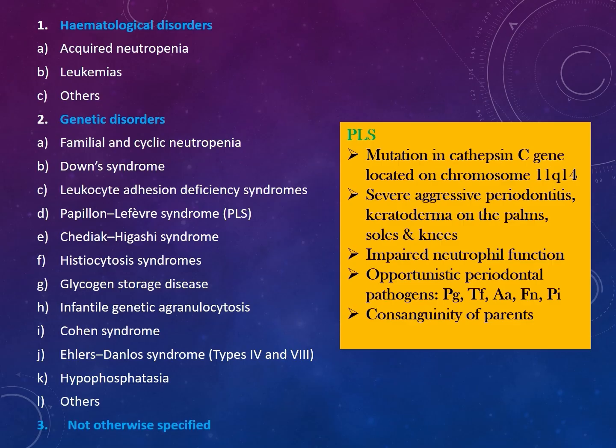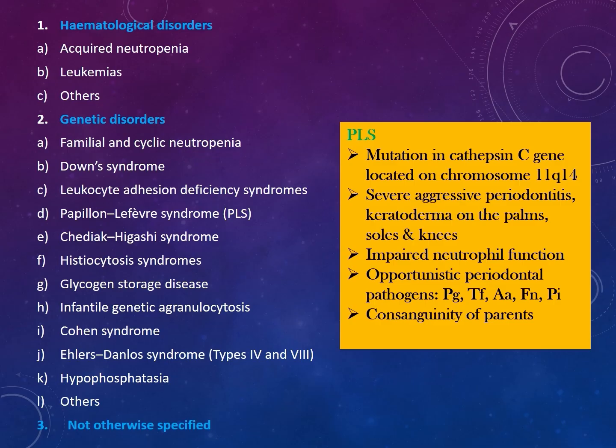Periodontitis as a manifestation of systemic diseases can be classified into hematological disorders and genetic disorders. Hematological disorders involve acquired neutropenia or leukemias, and genetic disorders involve familial and cyclic neutropenia, Down syndrome, leukocyte adhesion deficiency syndrome, Papillon-Lefèvre syndrome, Chediak-Higashi syndrome, histiocytosis syndromes, glycogen storage disease, infantile genetic agranulocytosis, Cohen syndrome, Ehlers-Danlos syndrome, and hypophosphatasia.